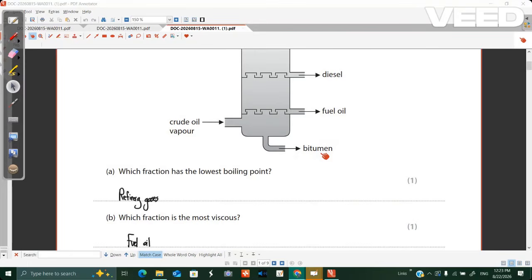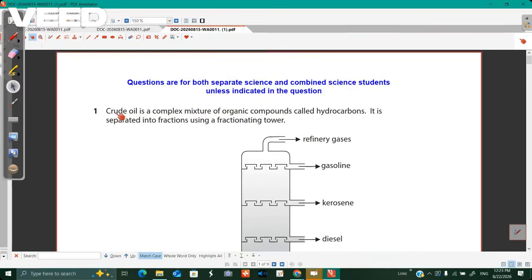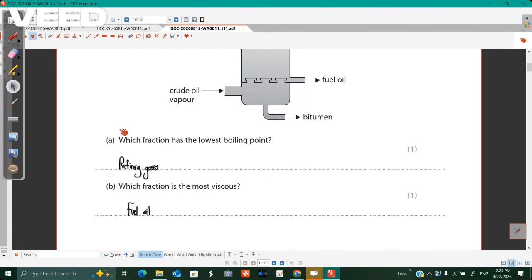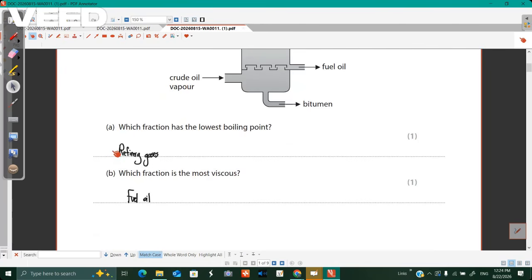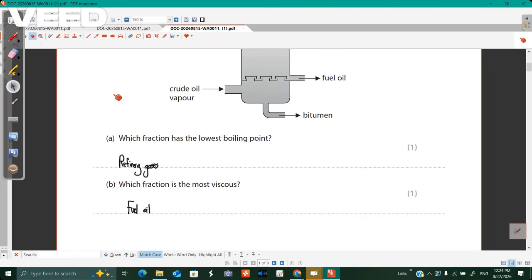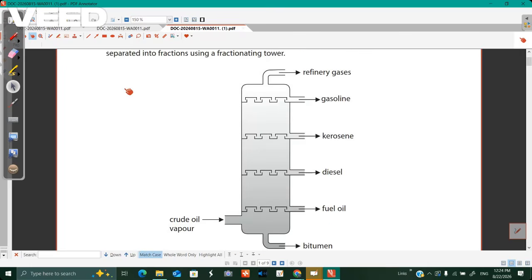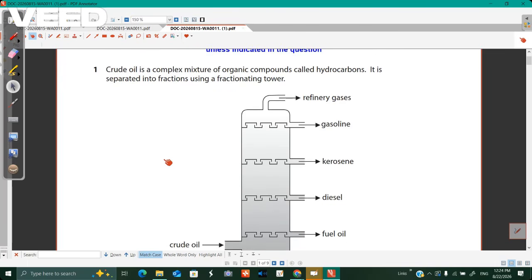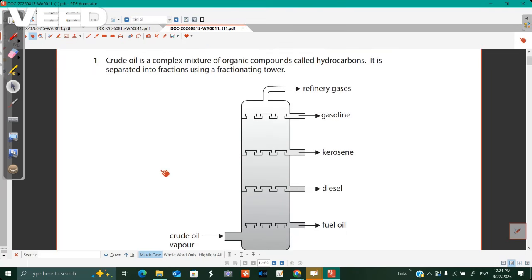Right. So as we see here, similar questions are asked in IGCSE O level chemistry papers. Which fraction has the lowest boiling point? Refinery gases. Because refinery gases are smaller in size, therefore they have weaker intermolecular interactions.